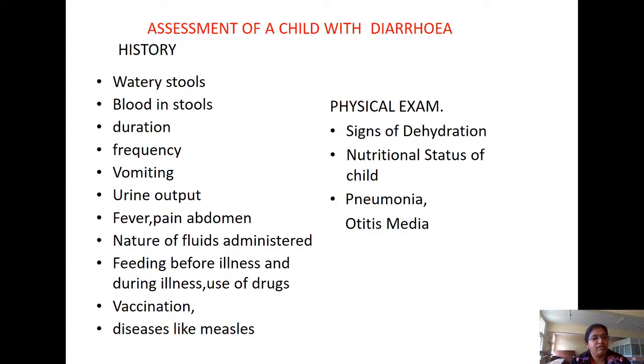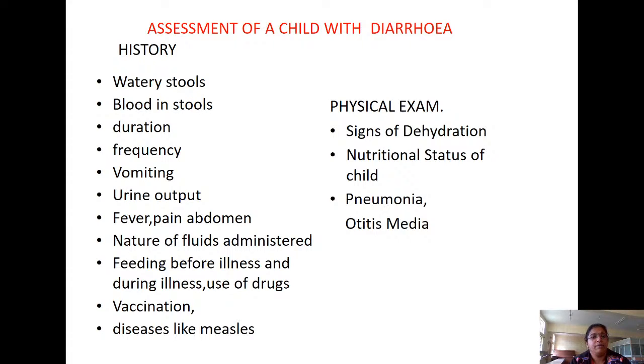What is the nature of fluids administered? Whether they have given home available fluids or they have given any kind of ORS. How was the feeding of the child before the illness and during the illness? And have they used any drugs for the treatment of this infection? Have they vaccinated the child adequately? And was the child suffering from any diseases like measles or a respiratory illness prior to this diarrheal episode?